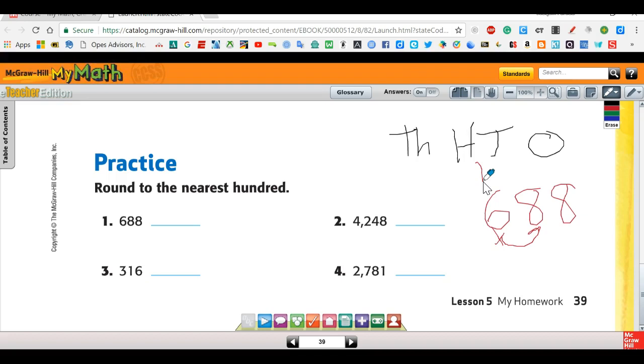So you're right. The 8 tells me to add 1 to the 6 because the 6 is in the hundreds place, and that's what we're rounding up to, or down to. Okay? So 1 plus 6 is 7. And replace all the other numbers with?